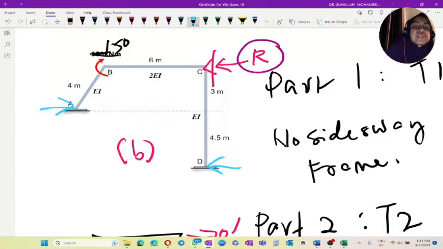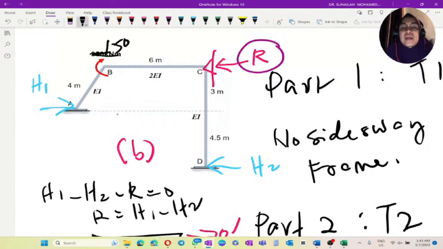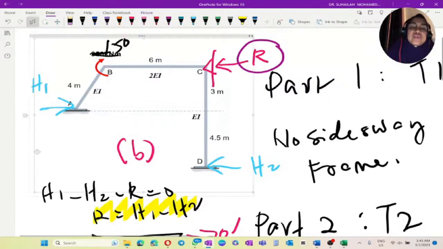This is H1, this is H2. From this we get the shear equation. The shear equation for this is H1 minus H2 minus R equals 0. So R is H1 minus H2. This is for diagram B, H1 minus H2.